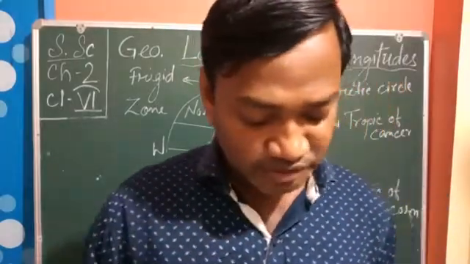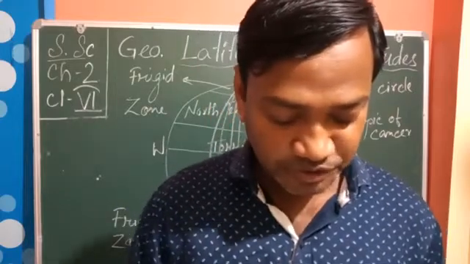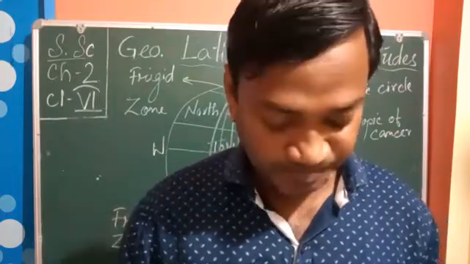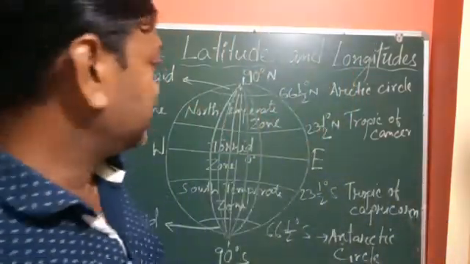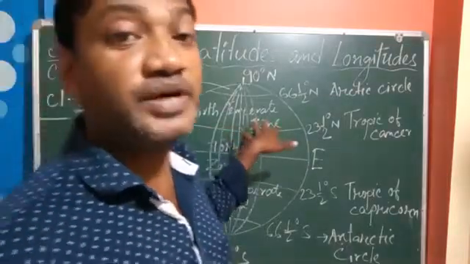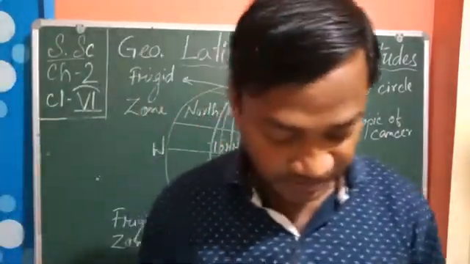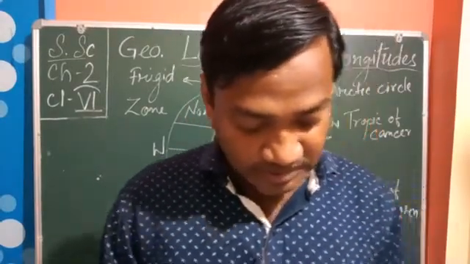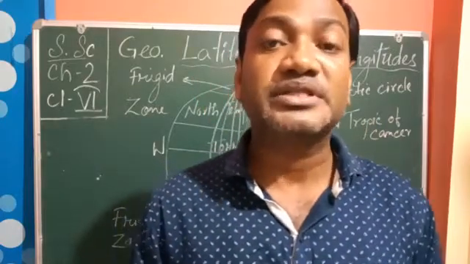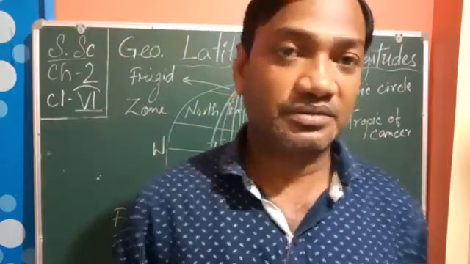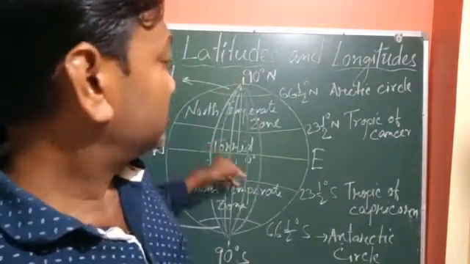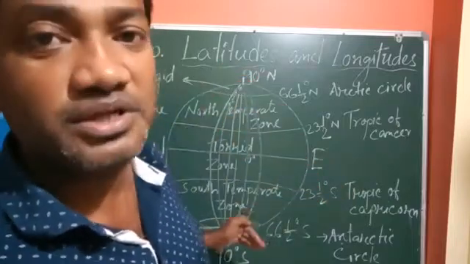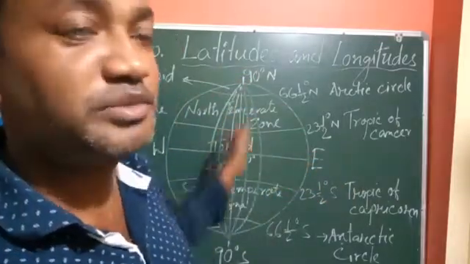To find the exact location of a place on earth, we should know its position in the north-south direction, that means the latitude. The latitude we have to know first. Then in the east-west direction, that means the longitude. So the parallels help us to know how much north or south it is, and the meridians help us know the east or west side.